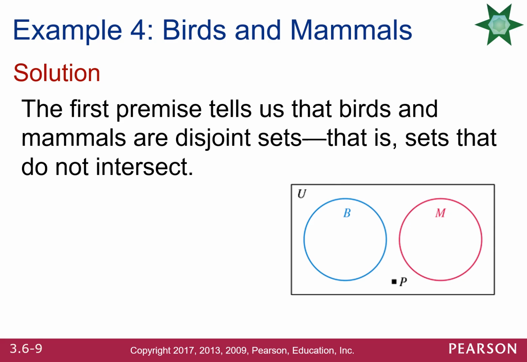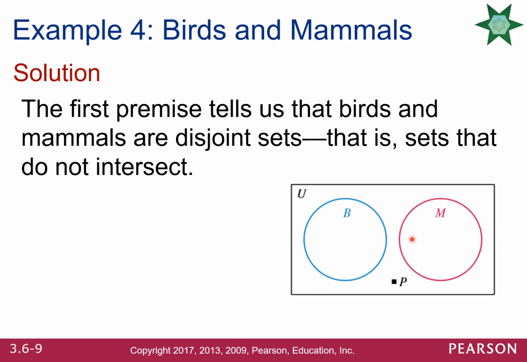So let's look at the solution provided. It says the first premise tells us that birds and mammals are disjoint sets, that is, sets that do not intersect. So if you recall, the first premise was that no birds are mammals, correct? So we had a circle for mammals and then a circle for birds, and they are in no way connected because the premise said no bird is a mammal.